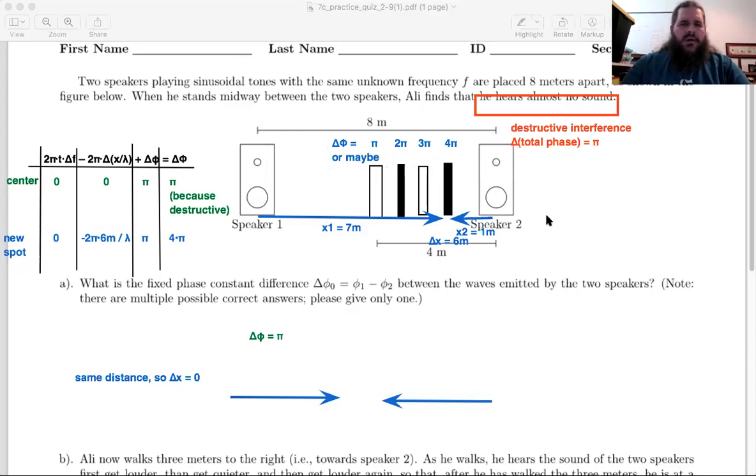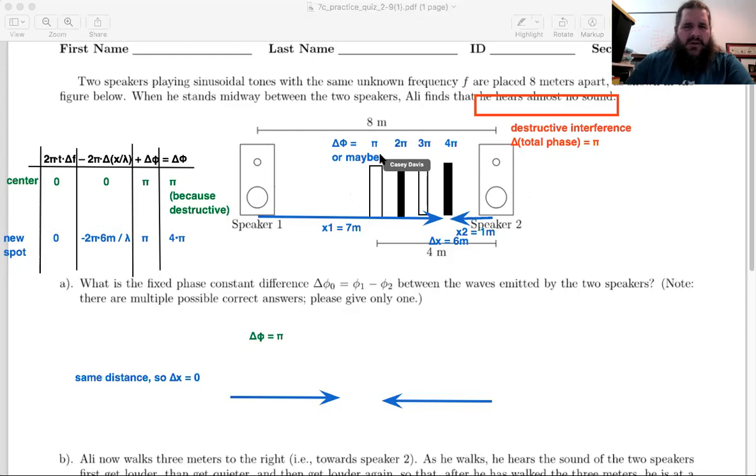Why would we have to consider that? Why can't we just use the 4 pi? The thing is, the idea that total phase is increasing as we walk in this direction is kind of an arbitrary guess. It might be the case that as we walk to the right, total phase is decreasing. This really depends on which order we're subtracting. Are you subtracting 2 minus 1 or 1 minus 2? If we got +6 for the distances, presumably we're subtracting x1 minus x2, 7 meters minus 1 meter.